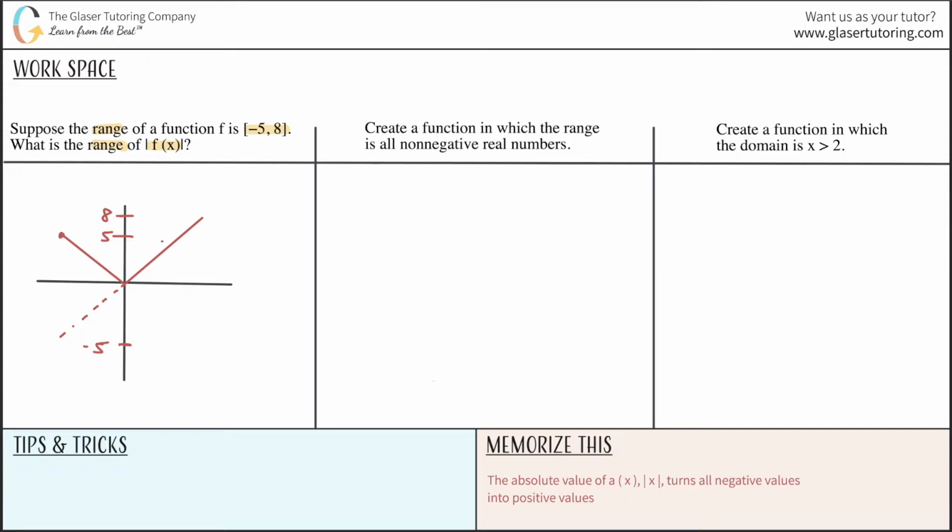If I take the absolute value of a positive number, does it do anything? No, because it just turns the negatives into positives. So if this point right here was +2 before, it's still +2.